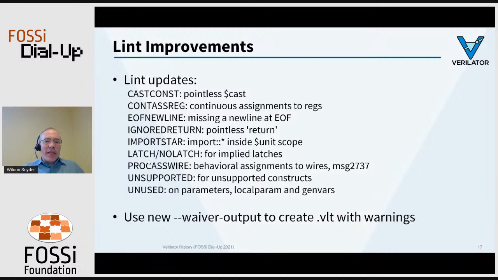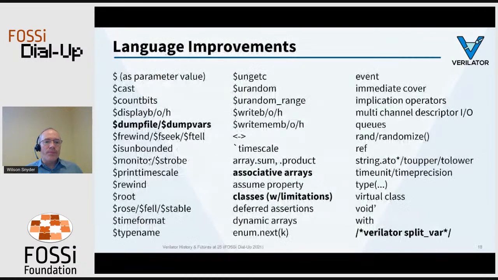There's a number of lint improvements, again, in the last 2 years, things like looking for bad casts and bad imports. A lot of these, by the way, are disabled by default because they're just style warnings. So if you're doing a lot of lint, we certainly recommend doing dash W style, to turn on all the style warnings. And as I mentioned a minute ago, there's this new waiver output if you want to create a waiver file. That'll list all of the warnings that were found, and you can then re-import that file to no longer get those warnings.